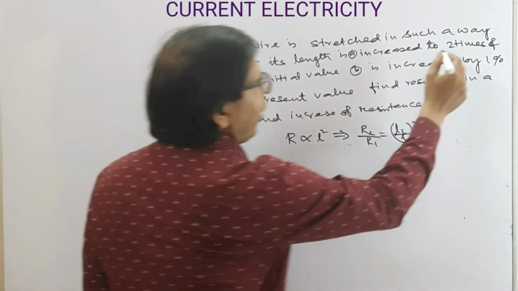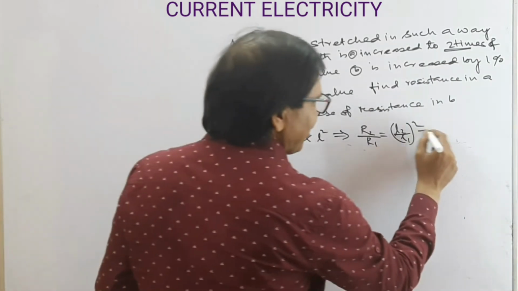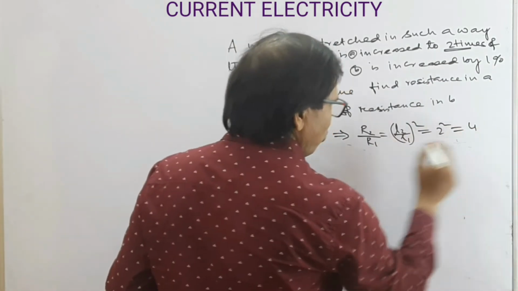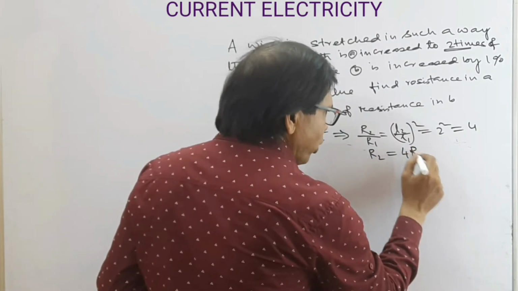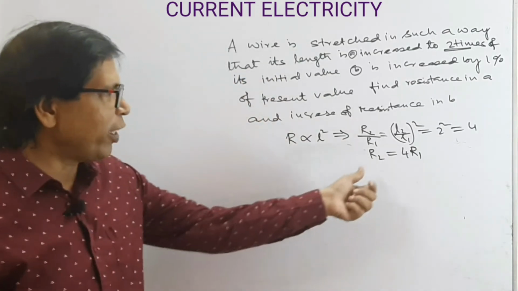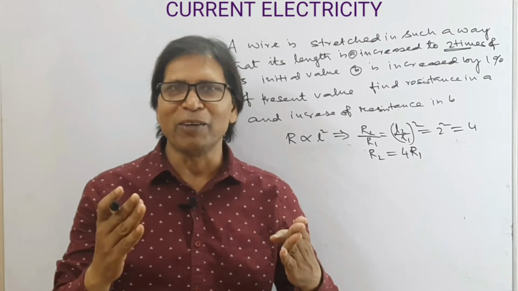Now look at this, L2 by L1 is equal to 2. So look at this, 2 squared is equal to 4. So R2 equal to 4R1. So resistance increases to 4 times its initial value.